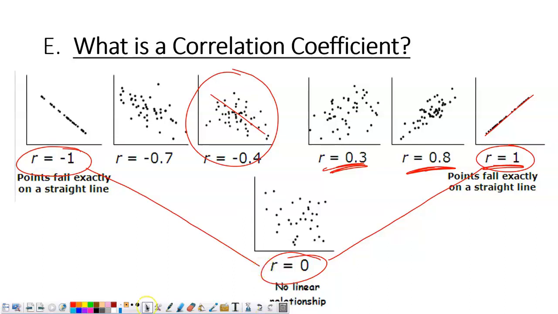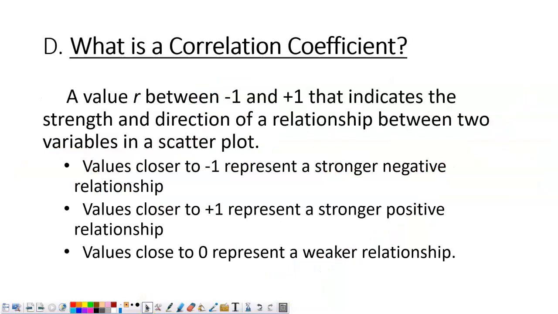So let's go back a little bit here. What is a correlation coefficient? Well, a correlation coefficient is the number that was under each one of those graphs that I showed you on the last page. It's a number between -1 and 1, and it tells you two things. It tells you the strength. In other words, the closer it is to 1, the stronger it is, and the closer it is to 0, the weaker it is. But it also tells you the direction. If it's negative, it goes down left to right. If it's positive, it goes up left to right. So it's a number between -1 and 1 that tells you the strength and direction. Okay?